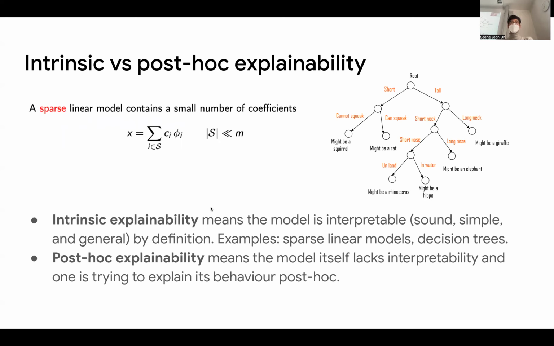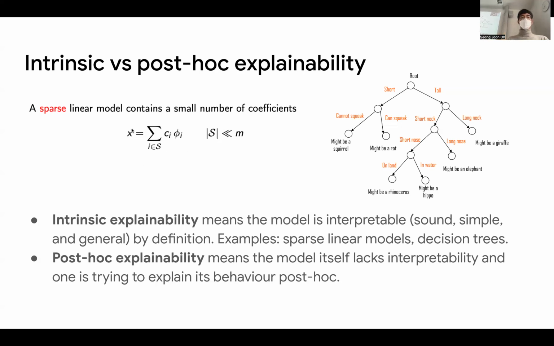So what do we mean by intrinsic versus post-hoc explainability? Intrinsic means the model itself is interpretable in the first place, meaning that it is sound, simple, and general by definition. And good examples are sparse linear models and decision trees. And post-hoc explainability means that the model is lacking in interpretability and one is trying to explain the behavior post-hoc. So a good example of post-hoc explainability is trying to turn your neural network into a more interpretable system that has more intrinsic explainability.